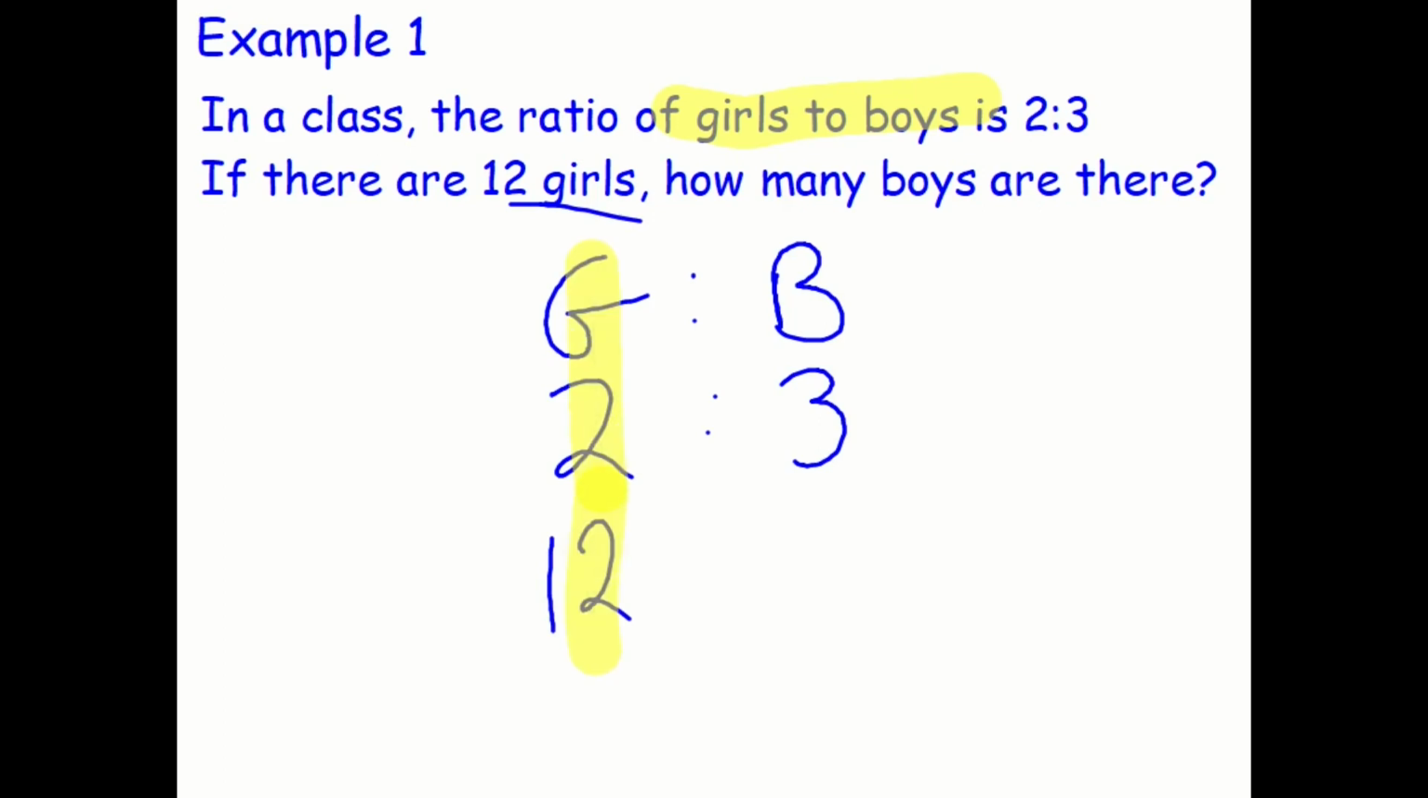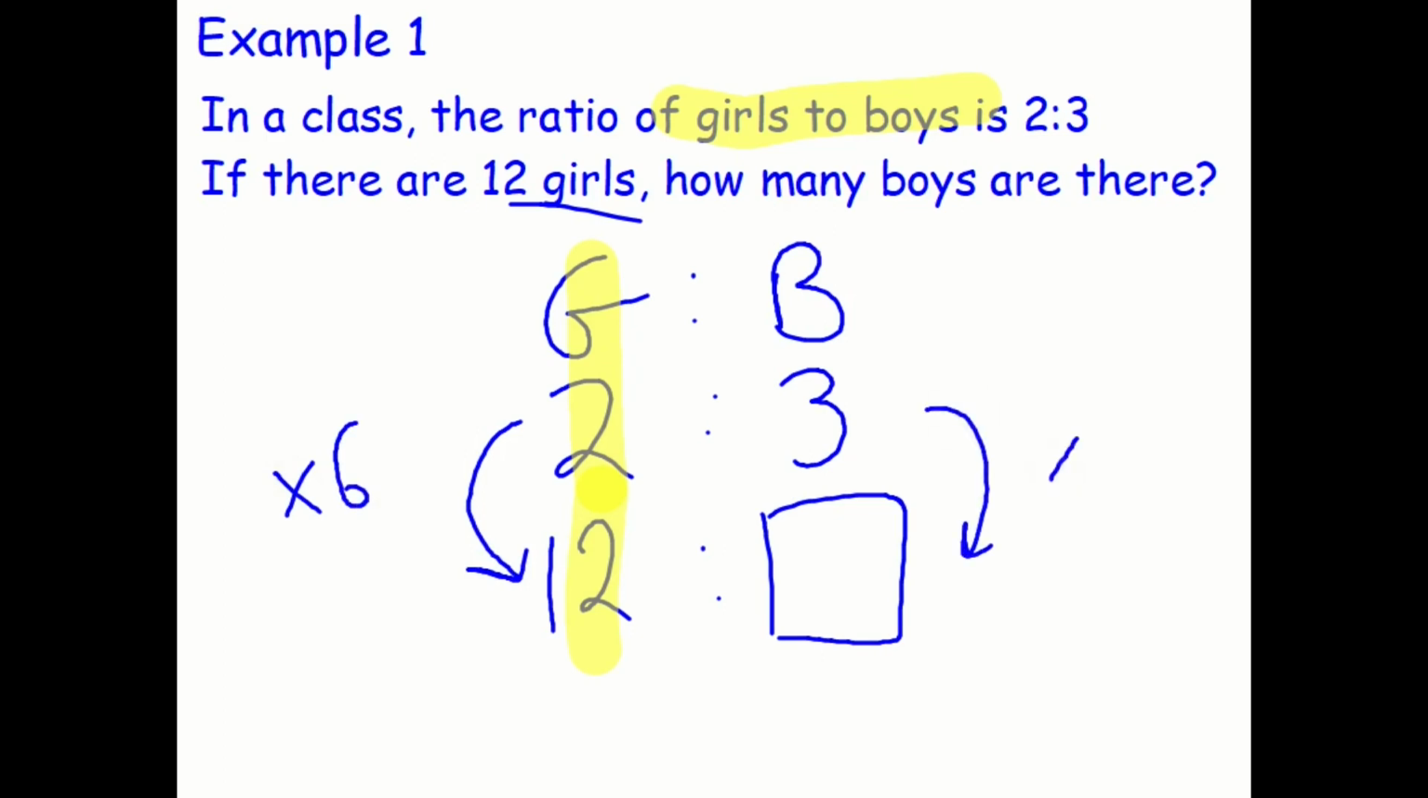3. So for girls, there's 12 girls. How many boys are there? In other words, we're trying to find out how many boys there are. Well, what you need to ask yourself is what's that 2 been multiplied by to get to 12? The answer there is 6. It's been multiplied by 6. So whatever you do to one side, you must do to the other. So 3 multiplied by 6 is 18. So there are 18 boys.